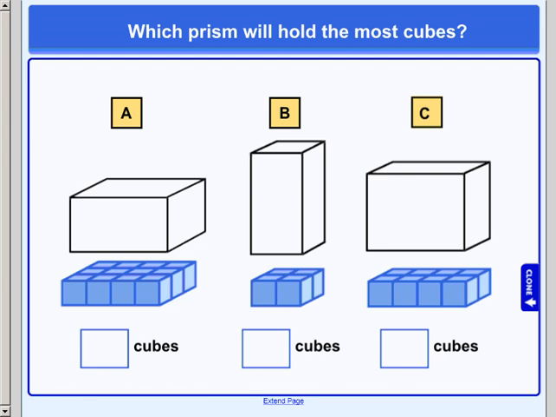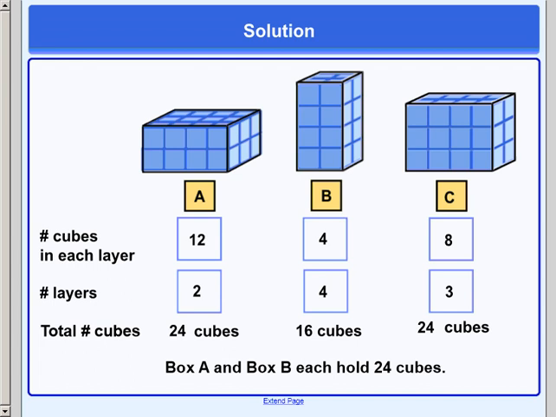So take a moment and look at these particular prisms and see which one you think is going to hold the most cubes. Just estimate what you think. How many cubes do you think each of those will hold? When you have made your guess, then go ahead and move on. All right, let's see if you were correct.